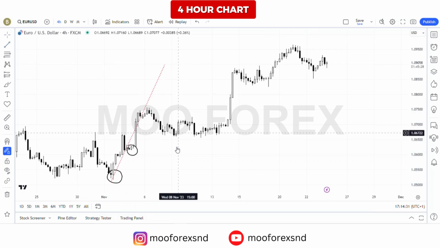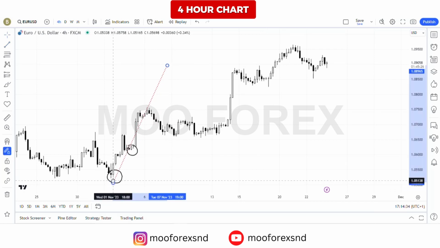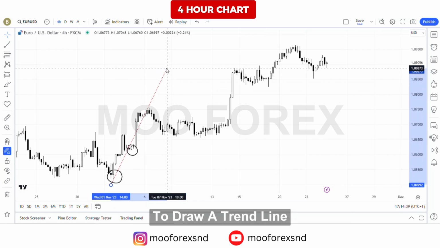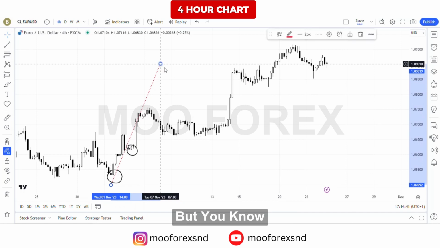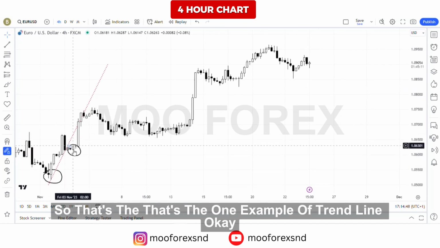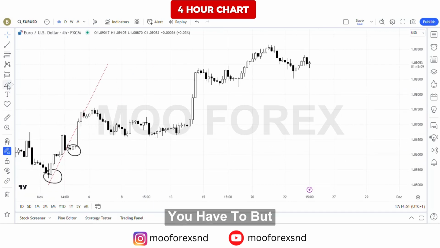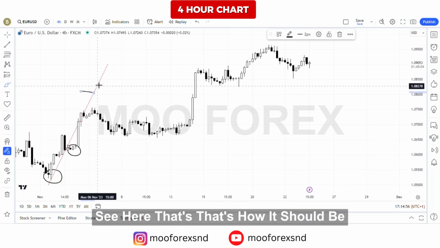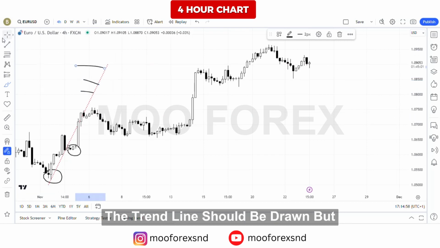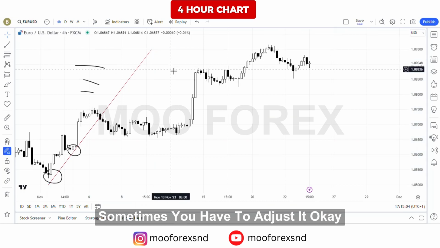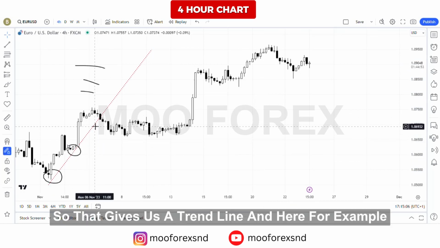Okay, one second. There are thousands of ways to draw a trend line, and if you go to YouTube, you can find thousands of ways of drawing a trend line. Okay, so that's one example of a trend line. But see here, that's how the trend line should be drawn, but sometimes you have to adjust it. Okay, so that gives us a trend line.